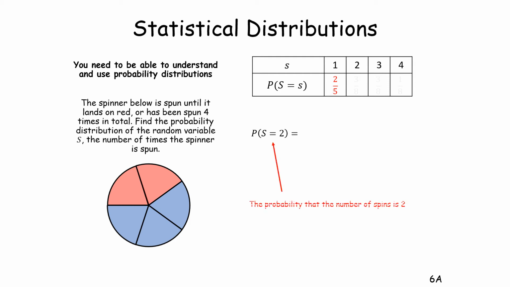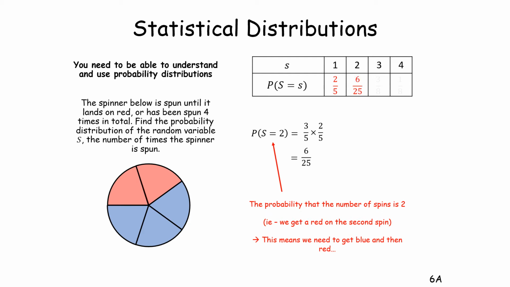Probability S equals 2 says that the number of spins is 2, i.e. we get red on the second spin. If we get red on the second spin, that means we got blue on the first spin. So it's blue and then red. The chance of blue is 3/5, and we multiply by 2/5, which is red, which will be 6/25. So why don't you pause the video and have a go at 3 and 4.